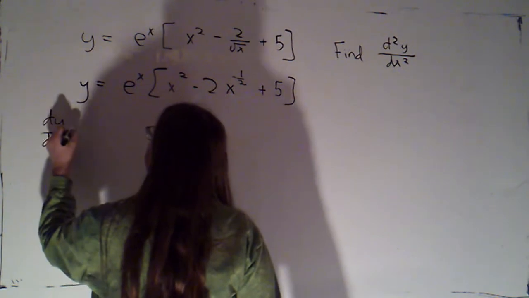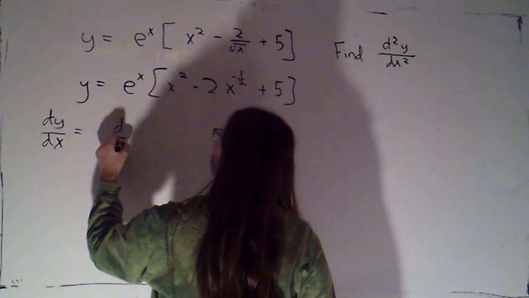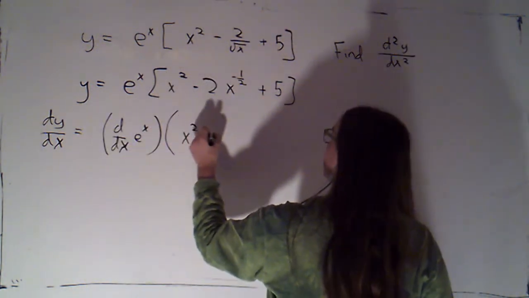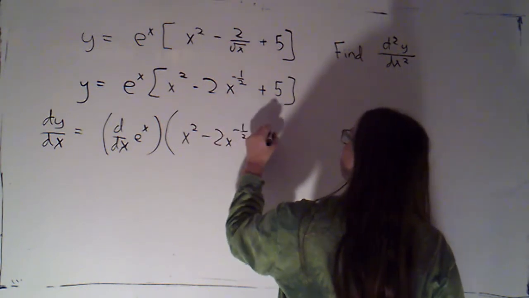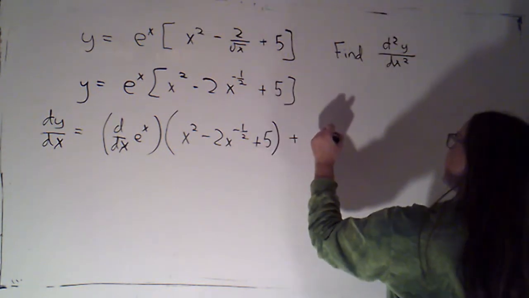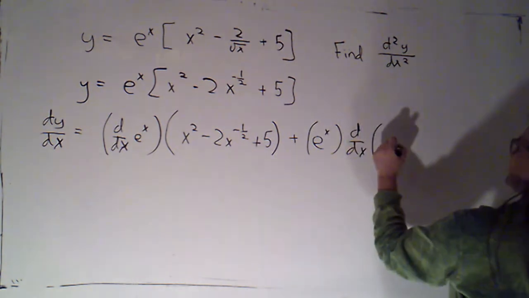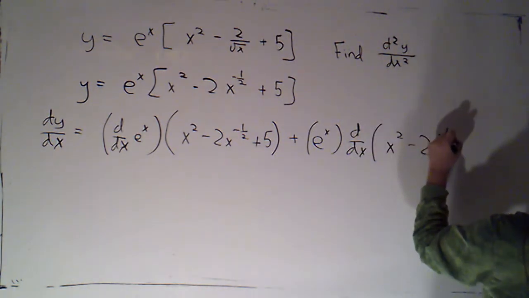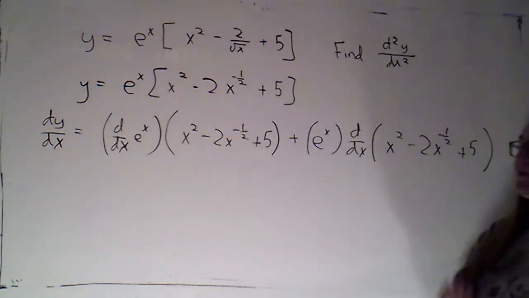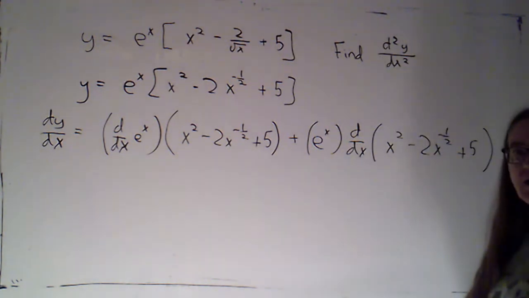dy by dx is going to be, product rule says, the derivative of e to the x times that second factor, x squared minus 2x to the negative 1/2 plus 5, plus the first factor, e to the x, times the derivative of that second factor, x squared minus 2x to the negative 1/2 plus 5. So there I just wrote out what the product rule tells me to do. Now I'm going to go back and evaluate the d by dx's.